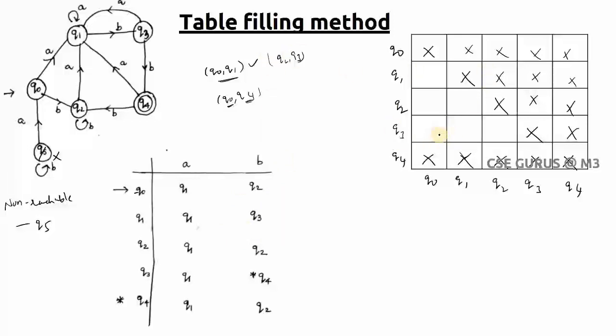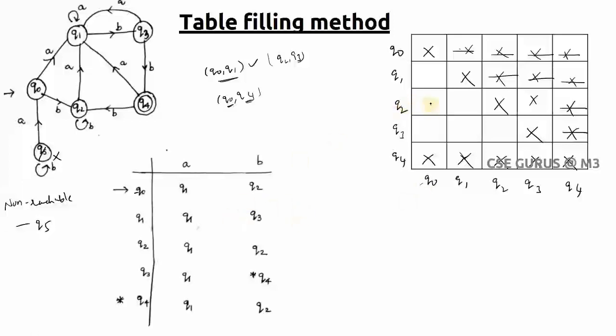Check in these cells. Where is Q2, Q3? Here only you need to check. You forget about this one. So I'll put it like this to avoid confusion. Now where is the Q2, Q3 cell? You can see here, here is the Q2, Q3 cell. So is it marked? No. That's why no need to mark the Q0, Q1 cell.